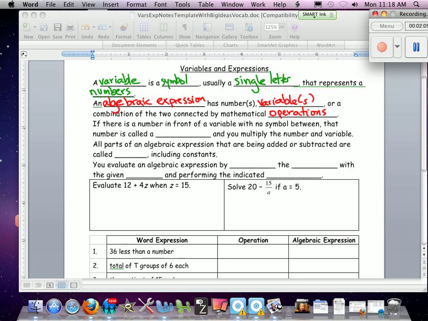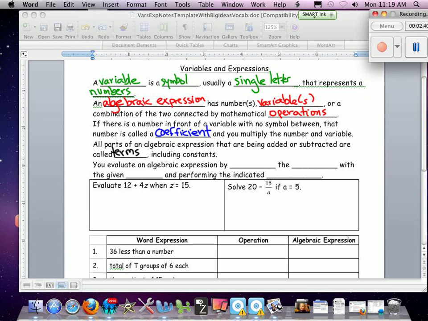As a matter of fact, here we have, if there is a number in front of a variable with no symbol between, that number is called a coefficient. And you multiply the number and variable, so you find the product. Now, all parts of an algebraic expression that are being added or subtracted are called terms. So we have variable terms, and we could have constants. So constants is when it's just a number part. So we don't necessarily have only variables involved. We could have just numbers on their own.